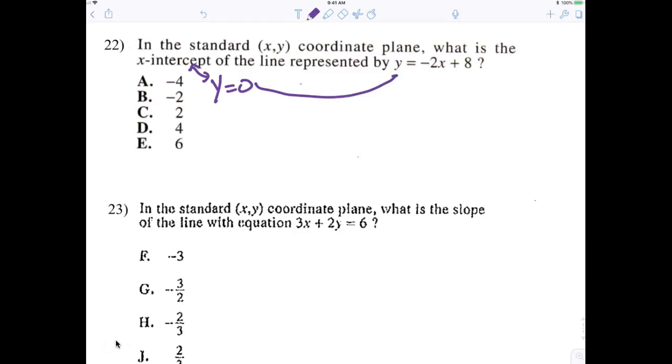So now all I do is plug 0 in for y. 0 equals negative 2x plus 8. 2x equals 8, so x equals what? 4. Everybody good with that? X-intercept is when y is 0. So you just plug 0 in for y. That's all I did. I plugged 0 in for y.